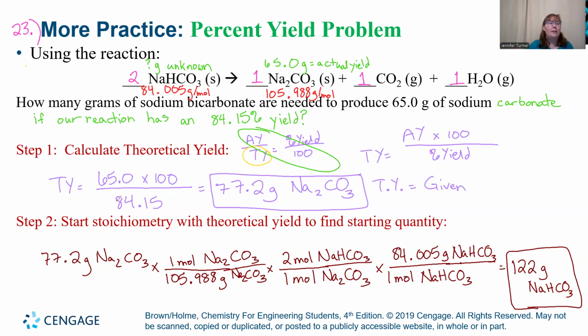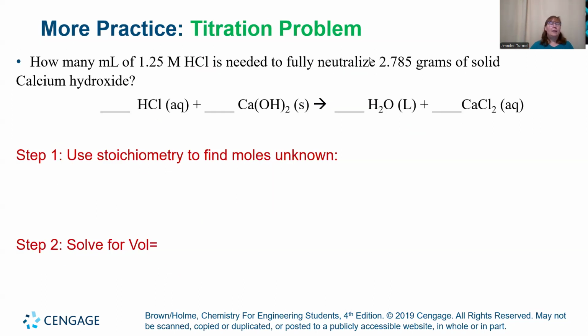Okay, one final practice slide. And here we have slide 24. In this practice problem, this is a titration practice problem. It's a little bit different from what we've done before. And here it says, let me make sure. Oh, good, this one's all written down. It says how many milliliters of a 1.25 molar hydrochloric acid.